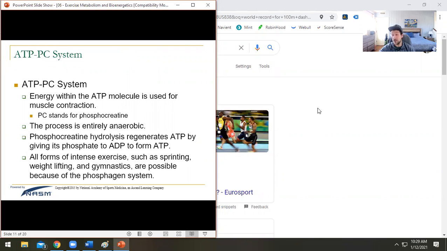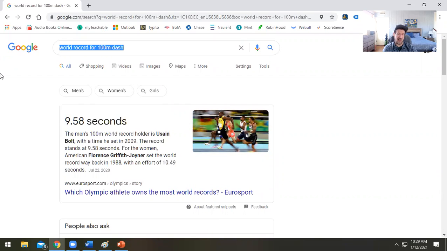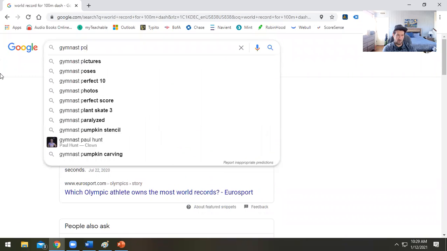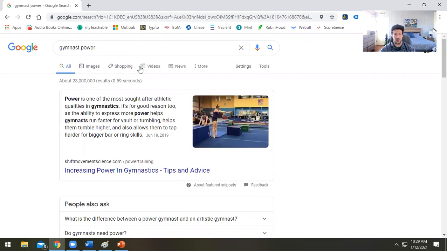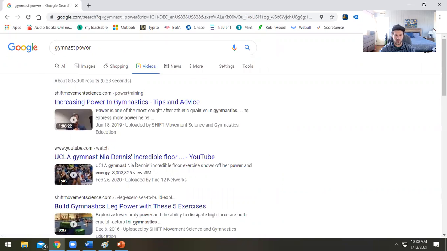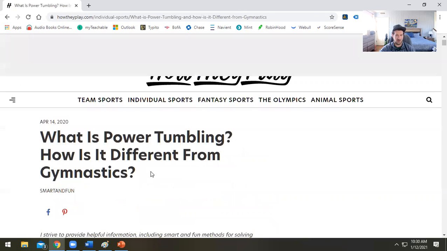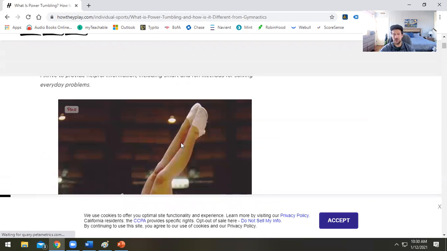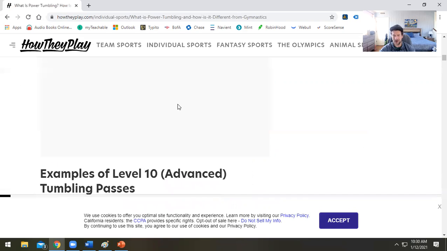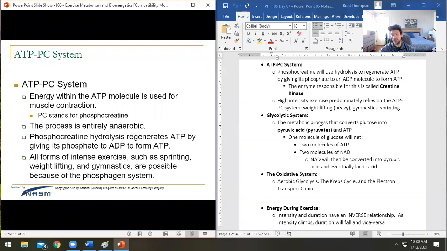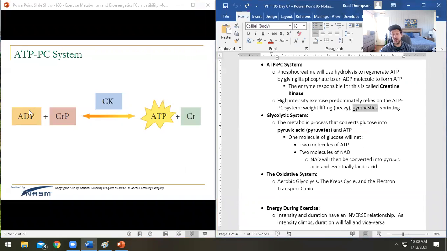So it doesn't always have to be super heavy lifting. It can also be like a gymnast. You see a gymnast doing something super explosive where they're doing a crazy tumble, where they get off that little vault thing and they fly through the air, that's pretty freaking explosive, right? Well, that's also very much an ATP-PC system thing. And here's what that actually looks like.